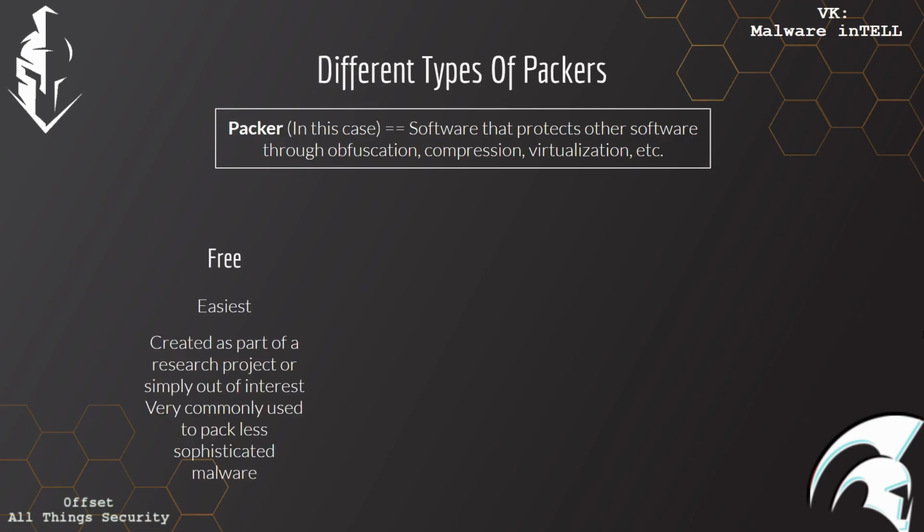So to start off with, one type of packer we have is the free packer. These are normally created as part of a research project or simply out of interest, and they're very commonly used to pack less sophisticated malware. I'm going to go over some examples of packers that fall under the different categories in the next slide. But these are normally the easiest packers to actually unpack, as most of the time there will be an unpacker out there for it, so UPX for example.